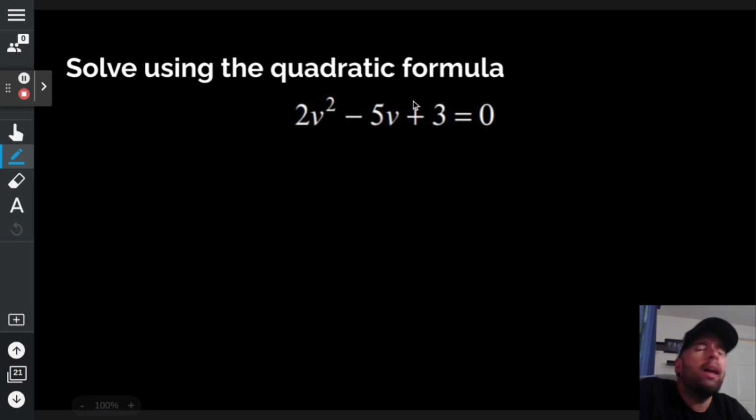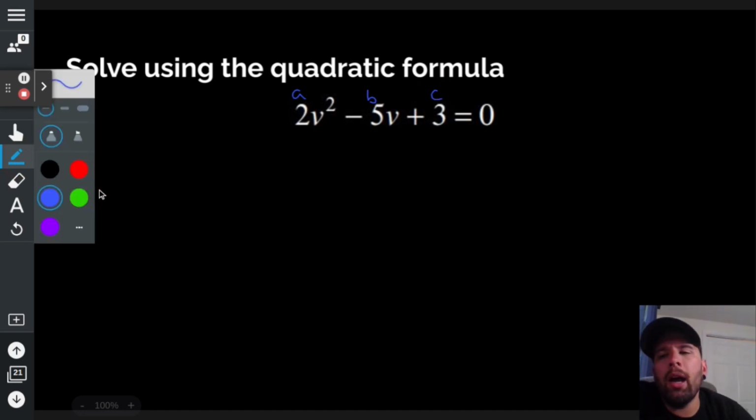What's that? A quadratic. In order to do the quadratic formula, you need it equal to 0, which it is. You're going to label the number in front of n squared a, the number in front of n b, and the number in front of nothing, that's just standalone, c. Okay.